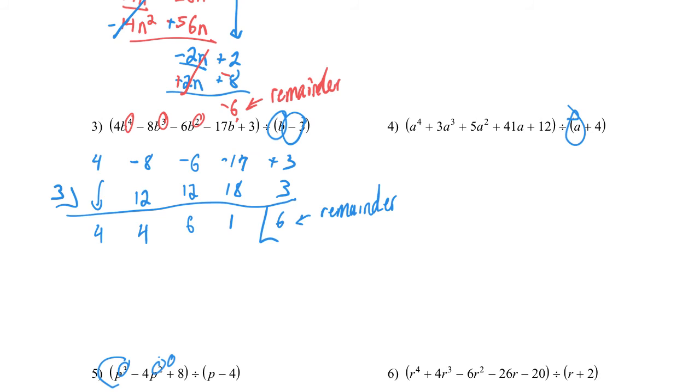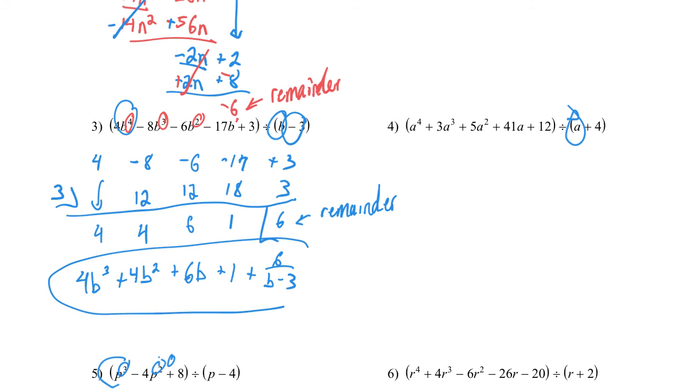So you put in the variables. So whatever the exponent starts as, a 4, drops down by 1. So we have 4b to the third, and then you keep reducing from there. Plus 4b squared, plus 6b plus 1, and then put that remainder over what you divided by, b minus 3. And that will be your answer.